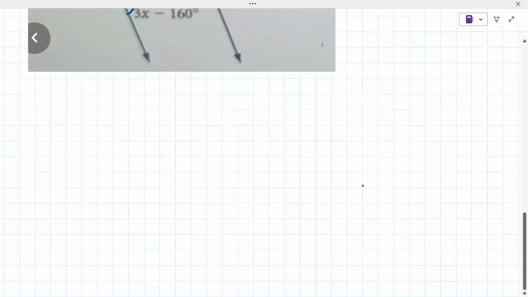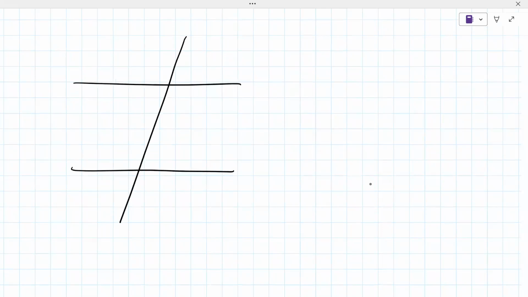So, the things that mess me up all the time. All right, so the other type of problem you'll see here is something like this, where this is 10x minus 5 degrees, and this one down here is 85 degrees. Do you remember the name for this where they're on the same side?